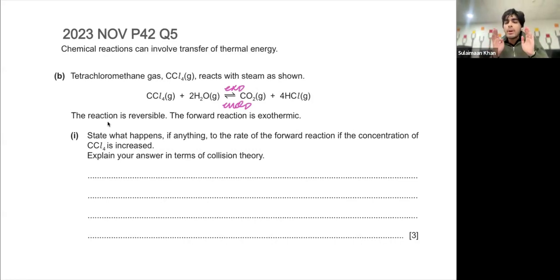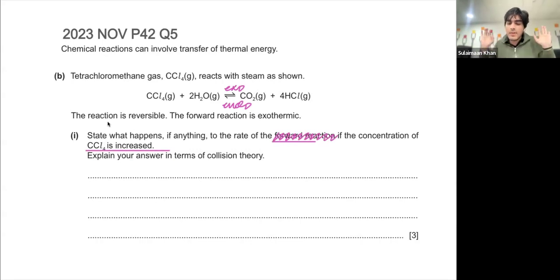Tell me something. When I'm talking about rate, I've taught you this in reversible reactions. Does it matter whether you're talking about the forward reaction or the backward reaction, or is it connected to collision theory? Exo, endo, does that make a difference? No, it doesn't. It's all connected to collision theory. Even if he had asked about the rate of reverse reaction, you literally ignore this. Forward reaction, backward reaction, rate is dependent on collision theory.